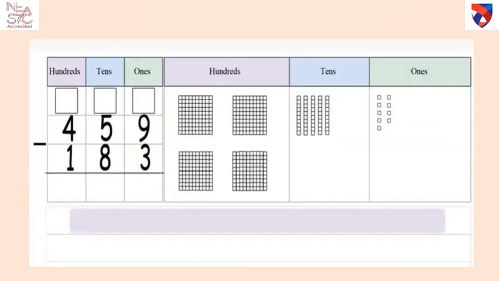In this example, I have 459 minus 183. If you want to draw in subtraction equations, you need to draw only the bigger number, 459. So I'll start to subtract from ones. 9 minus 3. Where is the more? More on the top. So no need to stop. 9 minus 3 equals 6.